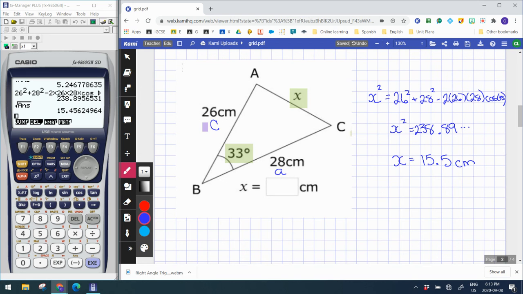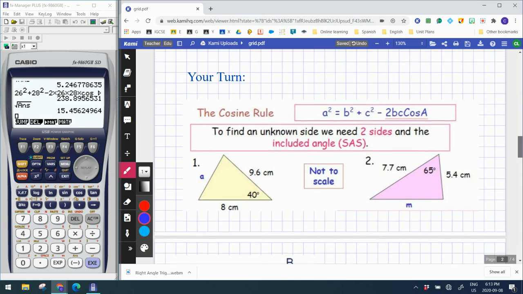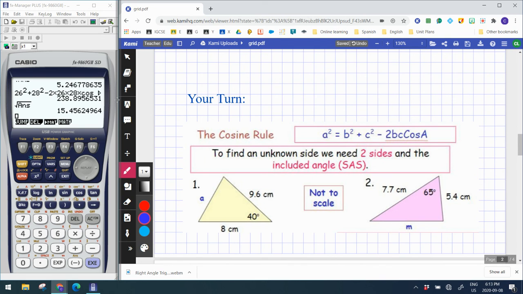So there's two examples of how to use the cosine law. What you guys are going to do is try to solve these two on your own.